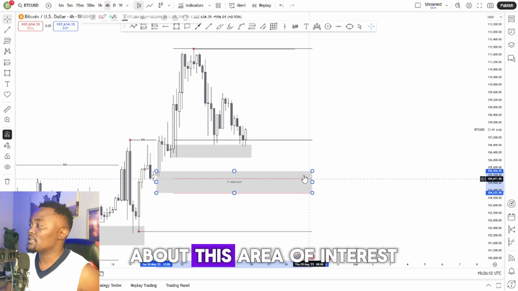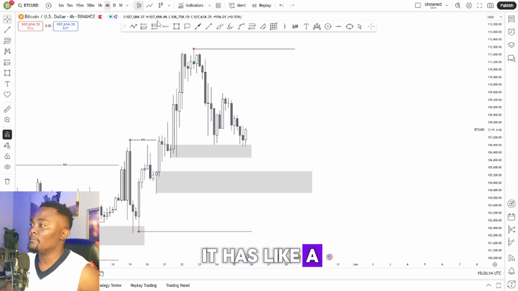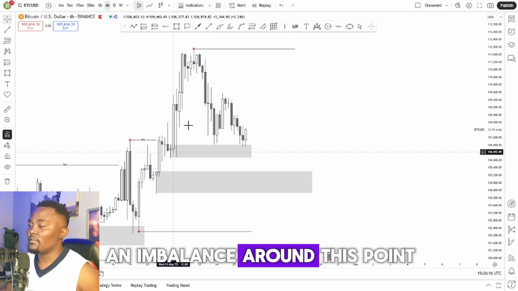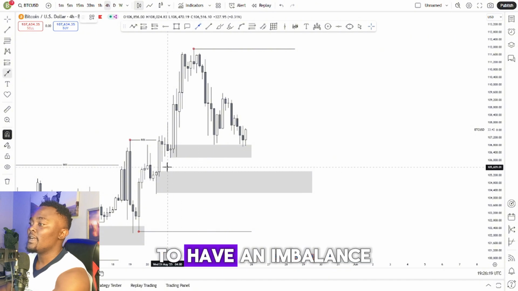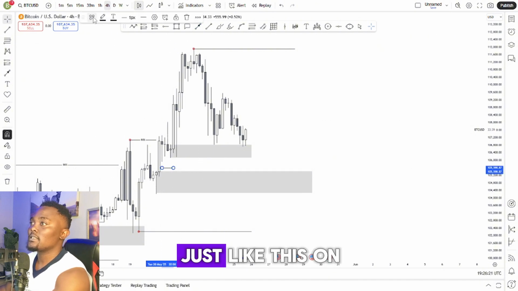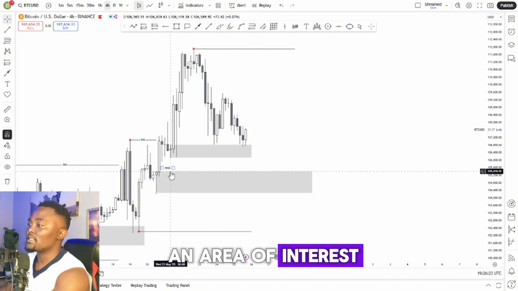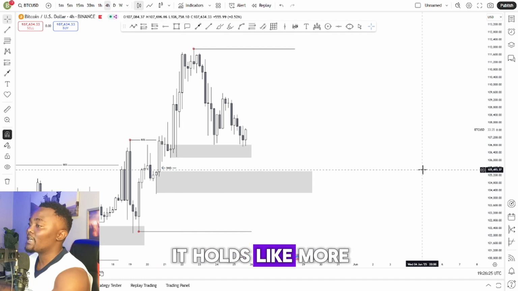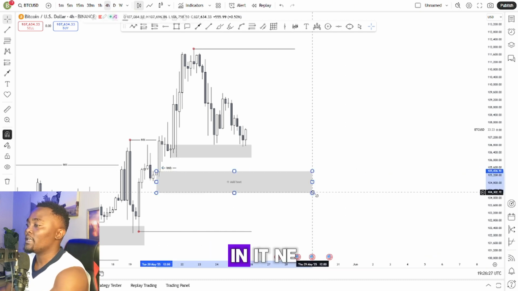And what I like about this area of interest is it has an imbalance around this point, of which it's nice to have an imbalance just like this on an area of interest, just because it shows that it holds more value or more volume in it, né?